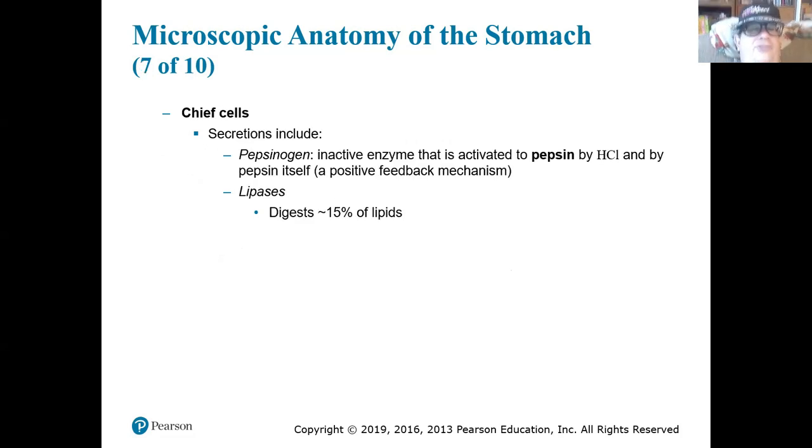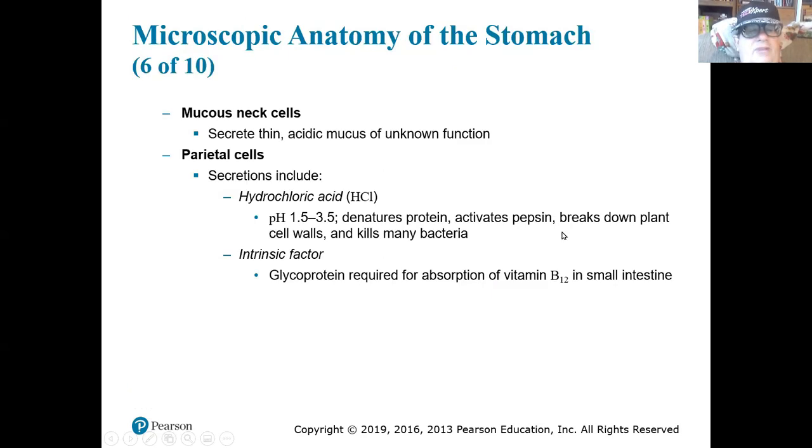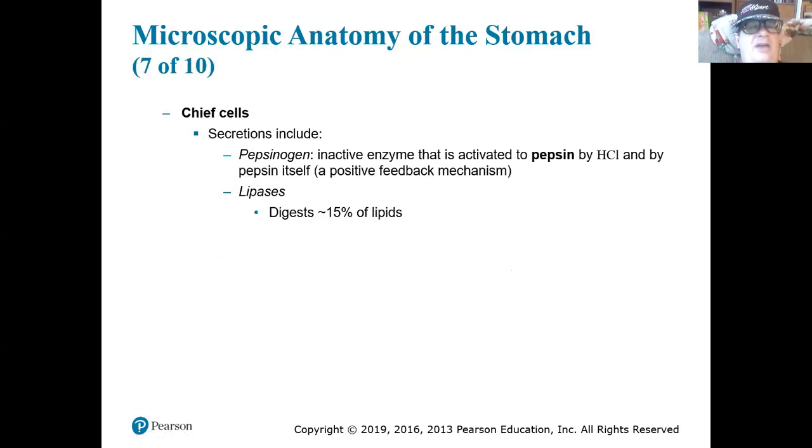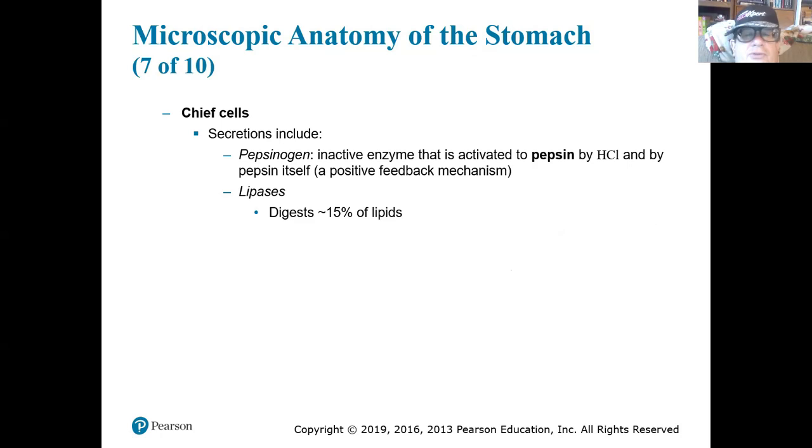Moving on. We talked about the mucous neck cells, which are right here, and the parietal cells, which are right here, making the acid and the intrinsic factor. Now we're talking about the chief cells, the ones at the bottom of those pits. Those make pepsinogen, which is turned by the acid into pepsin. And pepsin itself can turn pepsinogen into pepsin. That's a positive feedback mechanism. We also make lipases, enzymes that digest fats. Not the majority of fats, but some of that happens in the stomach. Most of it happens in the intestines. But moving on.